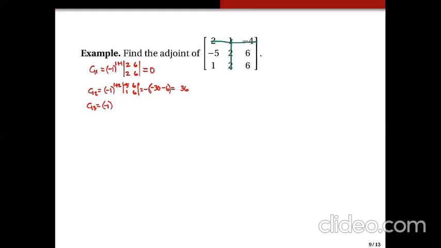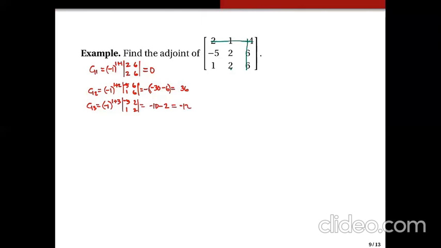Moving on, we have C13. It's negative 1 raised to 3 times the determinant of the matrix obtained by deleting the first row and the third column. First row, third column. So the determinant of negative 5, 2, 1, 2. And negative 1 raised to the power 4 is positive 1. So we will have negative 10 minus 2. This is equal to negative 12.